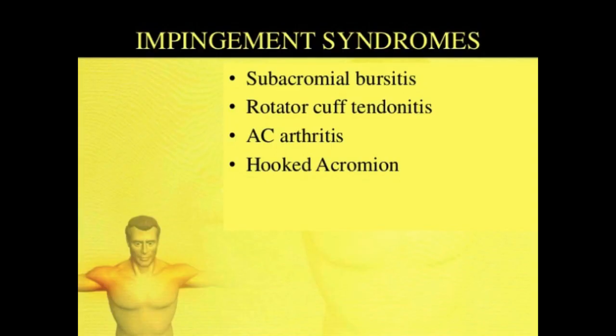Impingement syndrome is a group of conditions, which includes subacromial bursitis, rotator cuff tendinosis, AC joint arthritis, and the hooked acromion. All these conditions can give rise to a positive impingement test or Hawkins test.